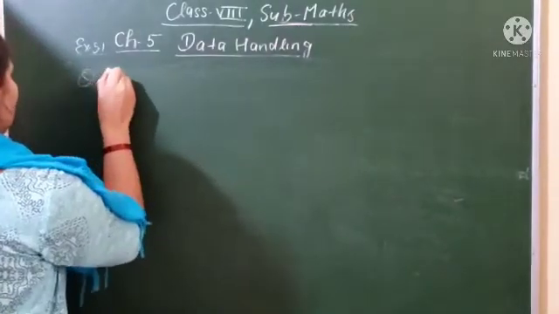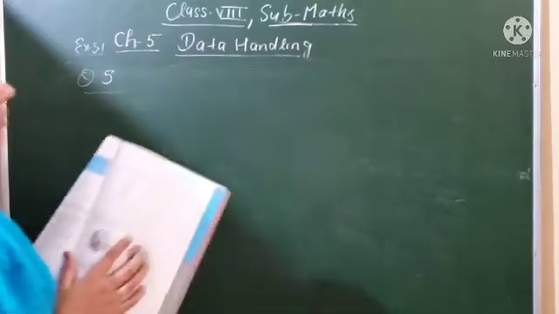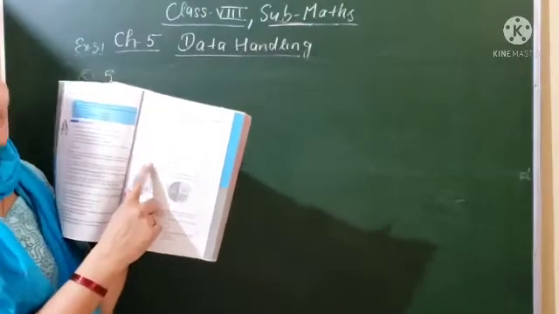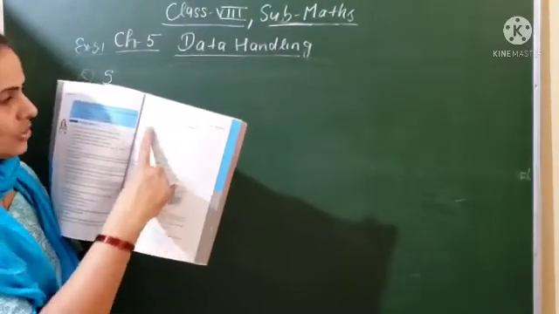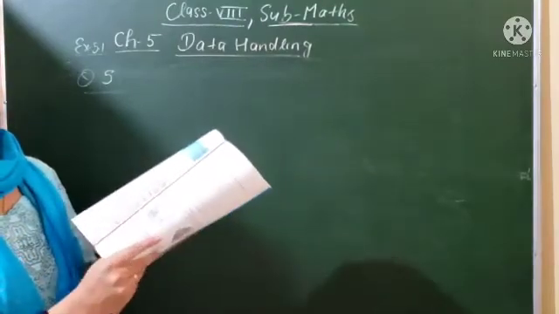Question number 5. Clear? So what is question number 5? The number of hours for which students of a particular class watched television during holidays is shown through the given graph. Answer the following. The graph is already given in the question. Open your book and you can see the graph. This is a histogram because there is no gap between the bars. The histogram is already given, you only have to find the answers to the questions.